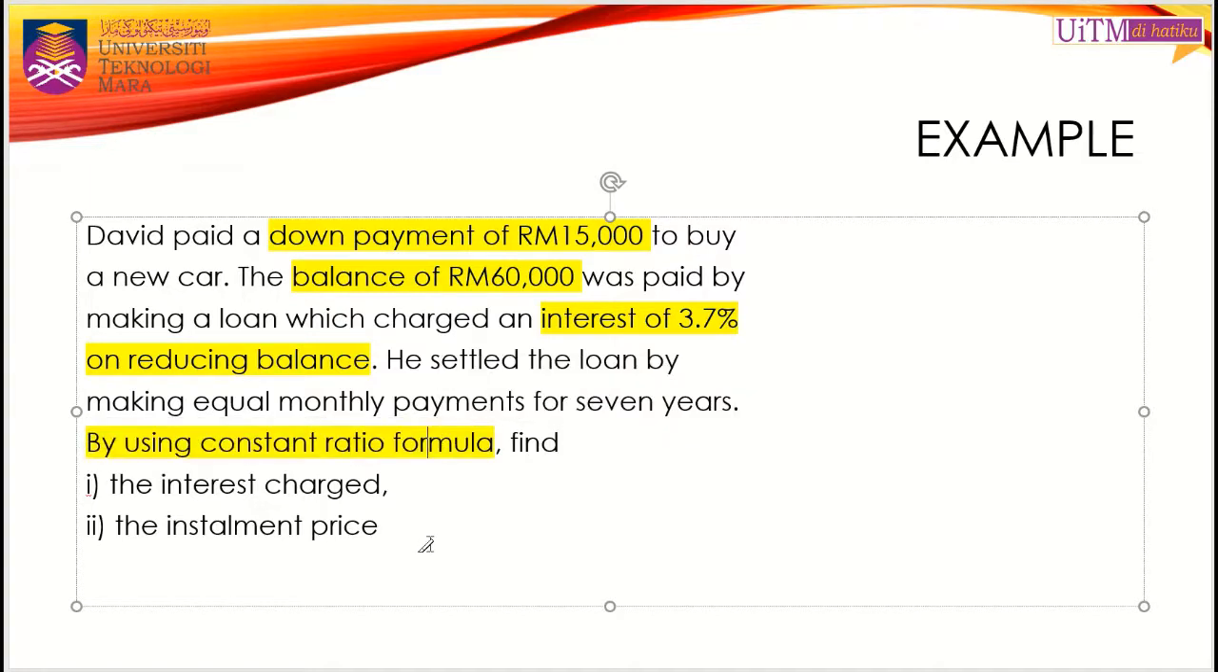constant ratio formula, first you have to find the interest charge, which is the interest amount, or in this case finding the value of capital letter I. And then the second one, you have to find the installment price, which is finding the value of IP. Okay, let's see how we can solve these problems.